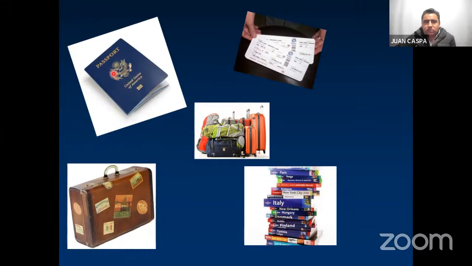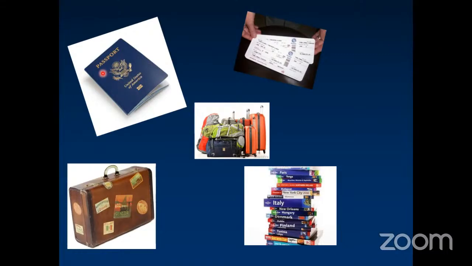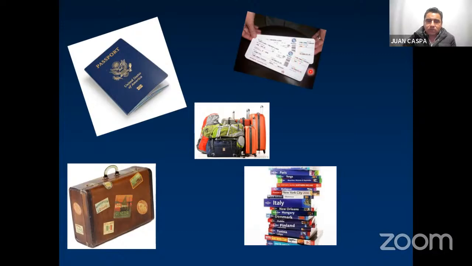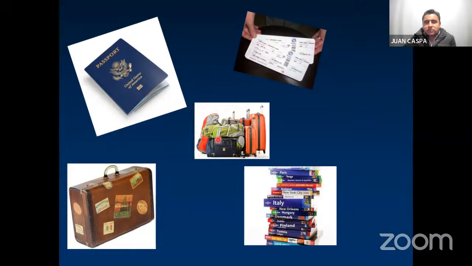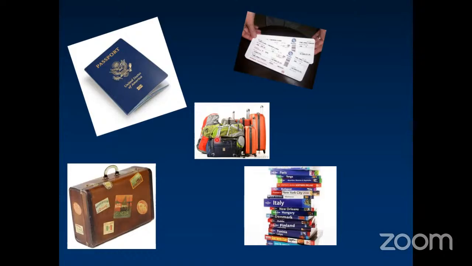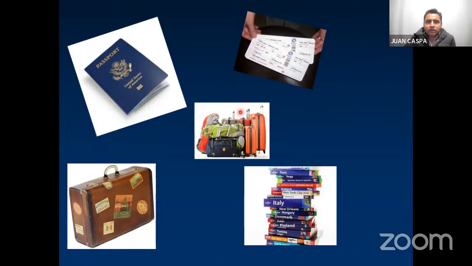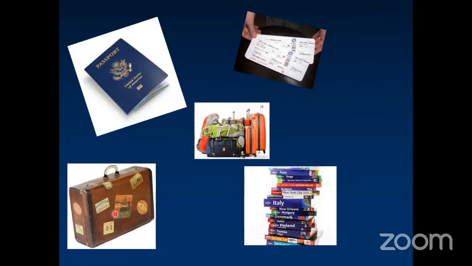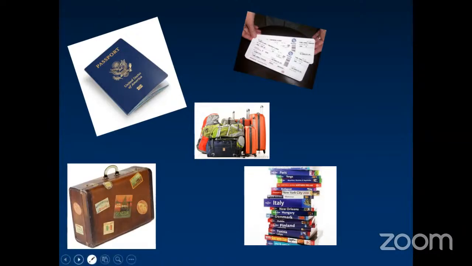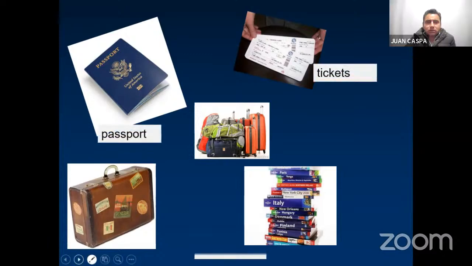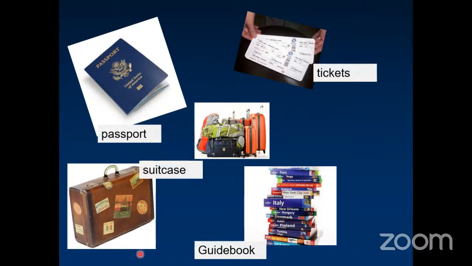What is this one, Enzo? Passport. A passport. And what about this one? How can we call them? Tickets. Tickets. Good. And how about this? Probably luggage. Luggage. And this one? Maybe a case, right? Also, this is luggage, but we can say not a bag, probably. Suitcase, right? A suitcase, this is luggage.